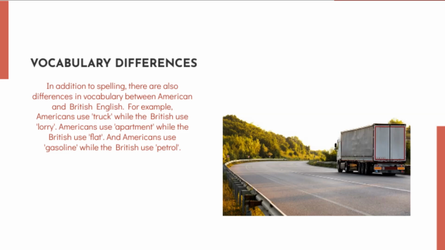Often, the same word can have different meanings in both dialects or even be replaced by an entirely different word. For instance, in British English, lorry is used to refer to a truck, whereas in American English, truck is used. There are also differences in everyday terms, such as flat in British English and apartment in American English.